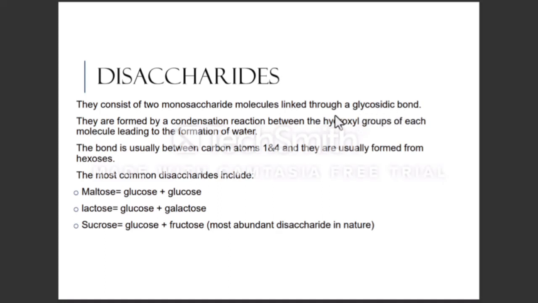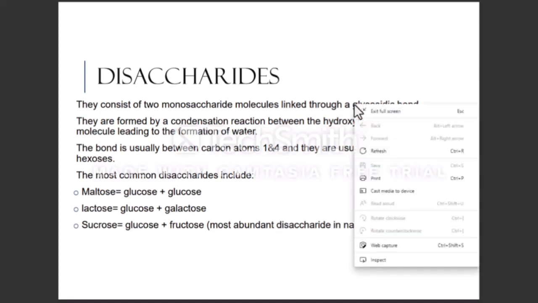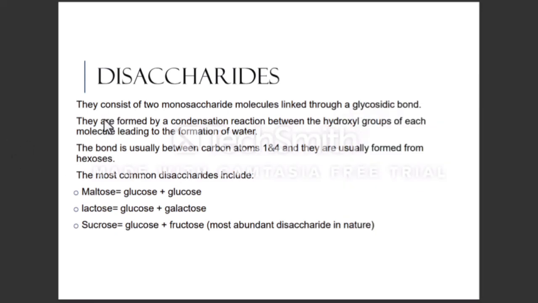Each and every one of you should note it. Very important: this here is a glycosidic bond. We said they are formed by a dehydration reaction between the hydroxyl groups of each molecule, and you have the formation of water. The bond is usually between carbon atoms 1 and 4, and they are usually formed from hexoses.